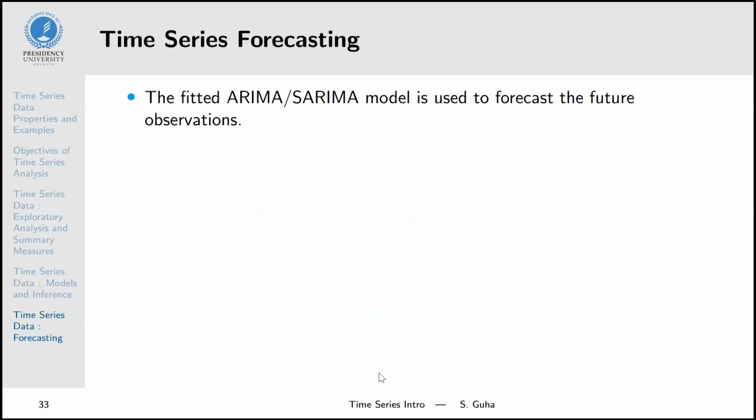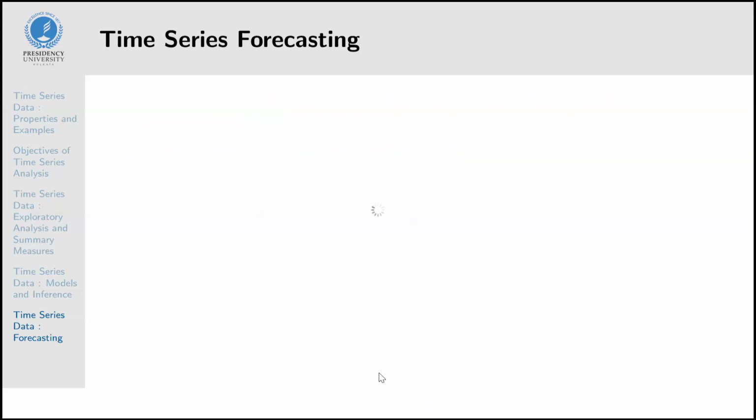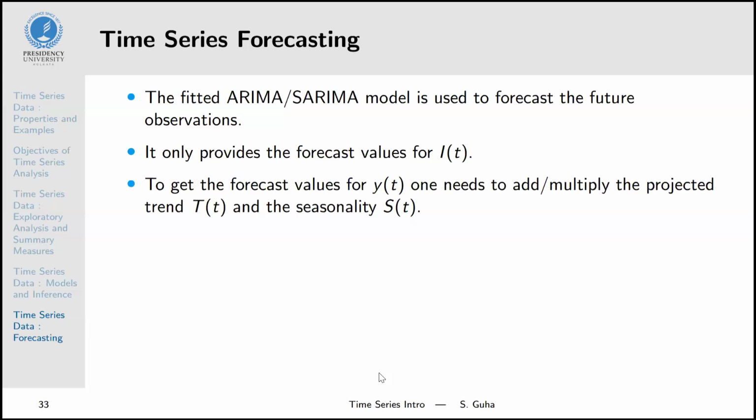Now we talk about time series forecasting. I don't want to say much about the theoretical part of time series forecasting, but I'll be going through this quickly and then I'll demonstrate. Once you fit this ARIMA or SARIMA model, you will get the value of the parameters, and using them, you can forecast the future observation. This forecasting could be done by the software packages. Actually, they use some kind of statistical algorithm to do the forecast. However, they will give us the forecast for the irregular component only.